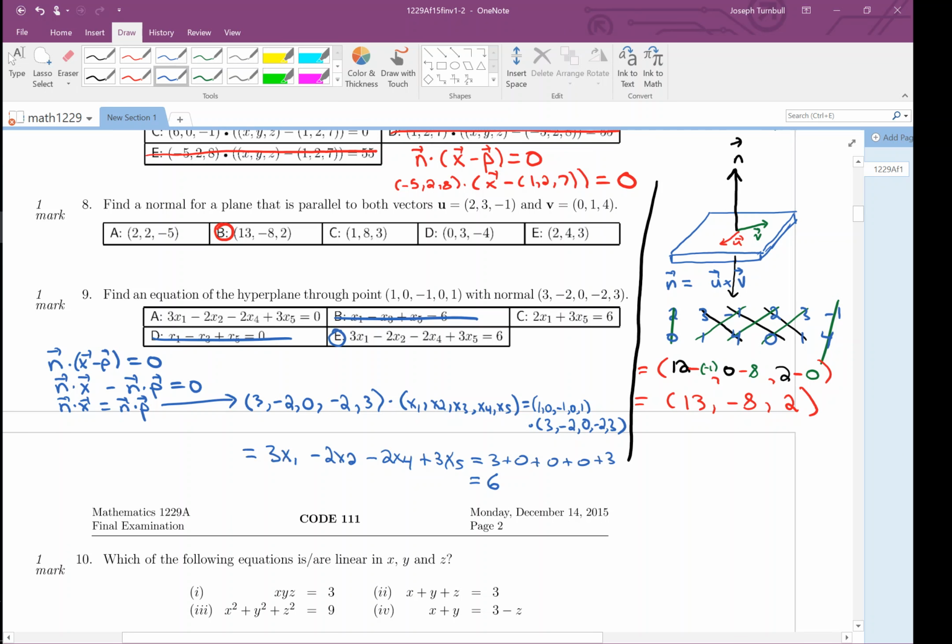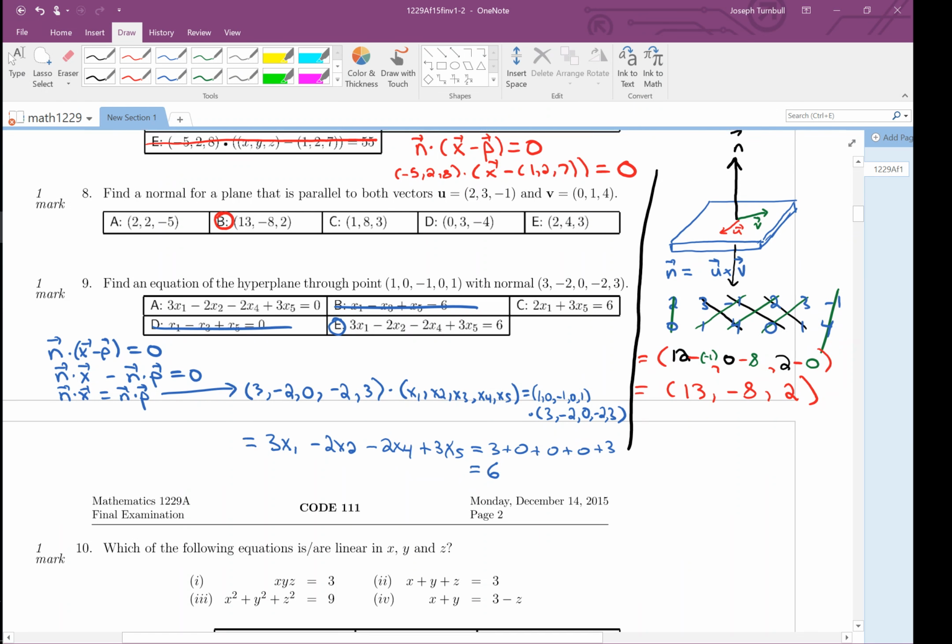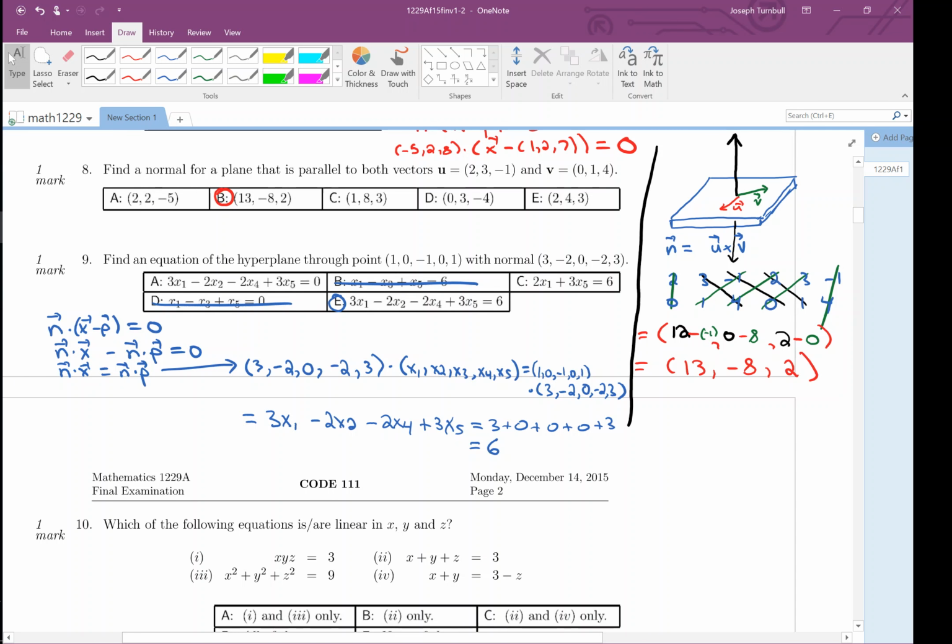Notice that option A is equal to 0. And you didn't have to do that. There's a shortcut to this. If you want to memorize another formula, the shortcut is if you're given a normal vector n and a point vector p, then your standard form equation of that plane would be given by the coefficients in front of the x1, x2, and x3 are going to be the coefficients from the normal vector, 3, negative 2, 0, negative 2, 3. So you put them right directly there. And then the right-hand side is always going to be the dot product between the point and the normal.